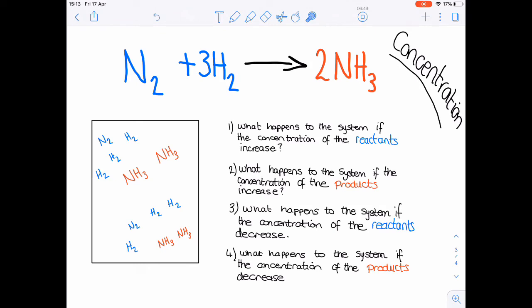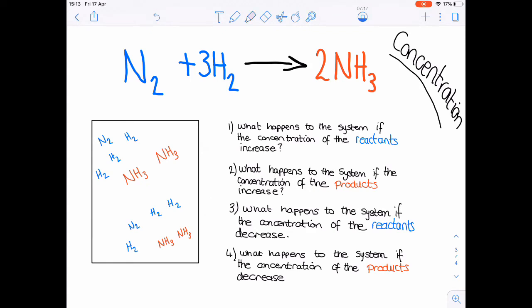It could be that these are reacting together to form these two, or it could be that these two are actually reacting together to form this. So it's either the reactants reacting to form the products, or the products reacting to form the reactants. And the first question here says, what happens to the system if the concentration of the reactants increase?